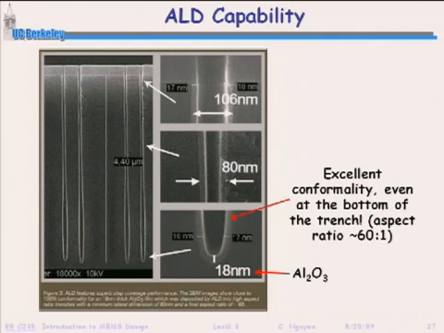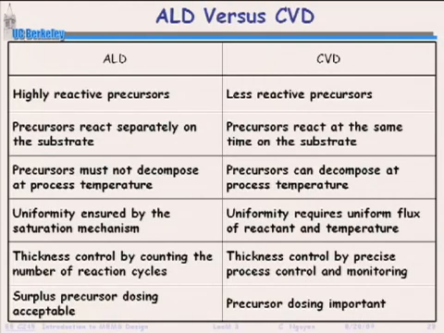All right, so just a chart that says a few things about ALD versus CVD. In ALD, you have very reactive precursors. In CVD, they're less reactive, so they require a higher temperature to actually react. In ALD, the precursors react separately on the structure. In CVD, they can react at the same time on the substrate, so they come down and react and deposit the material on the substrate.